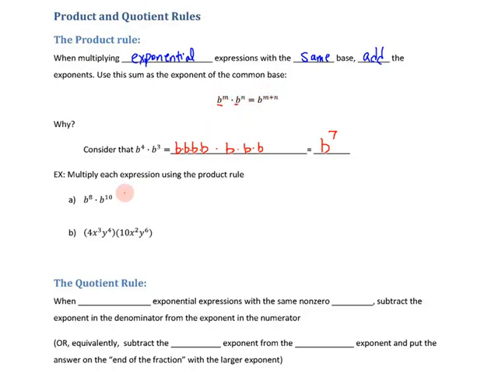Alright, so consider this example. What do we get when we multiply b to the 8th times b to the 10th? Okay, according to the product rule, that would be b to the 18th, and that's all you have to do there.